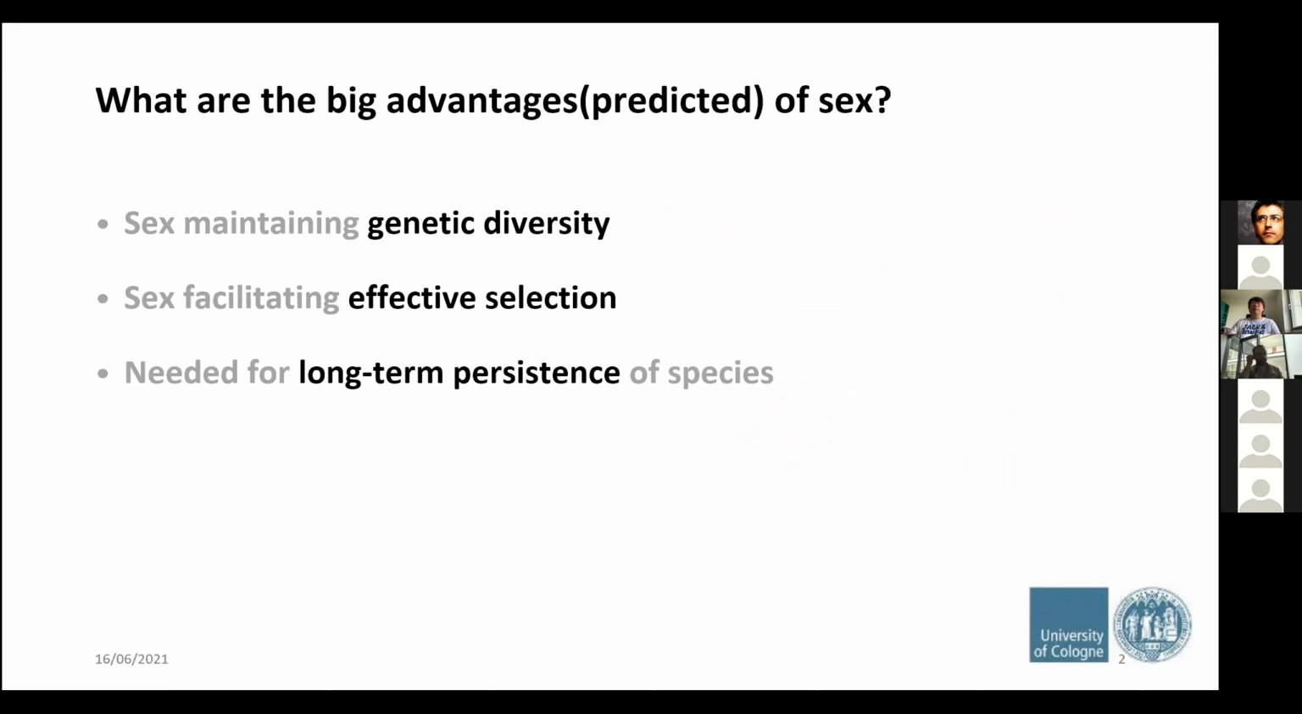Nowadays, people predicted that sex has 3 big advantages in evolution. That can mention the genetic diversity and the effect of selection. Moreover, sex is also seen to be needed for long-term persistence of species. And also asexuality is regarded as a dead end in evolution.